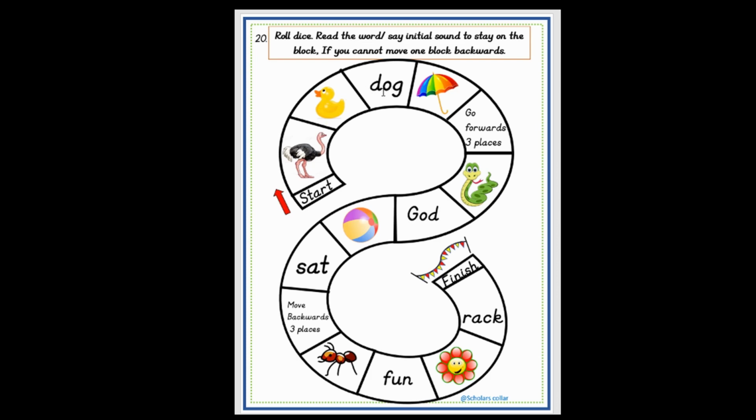They're going to read the word here, dog, umbrella, then if they land here, they go forward 3 places, 1, 2, 3. This is dog, sat, move back 3 places, so they're going to go back, fun, rack.